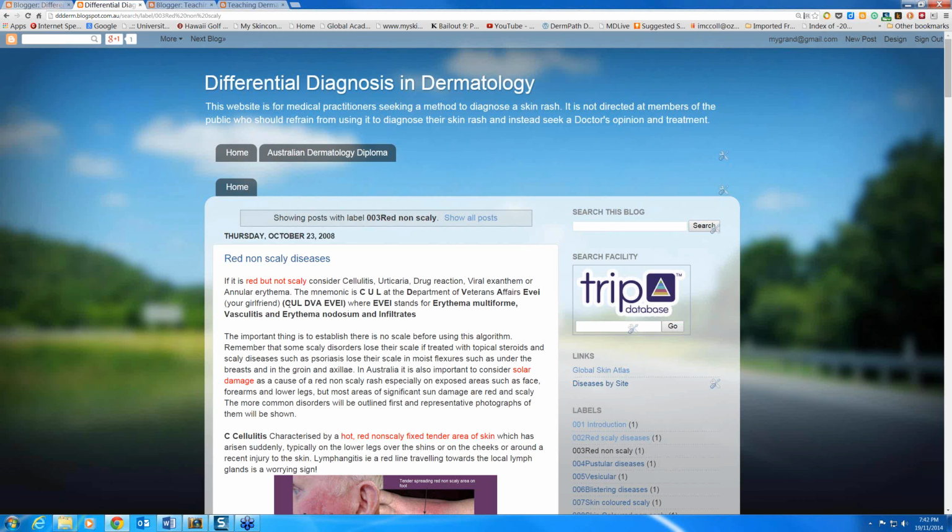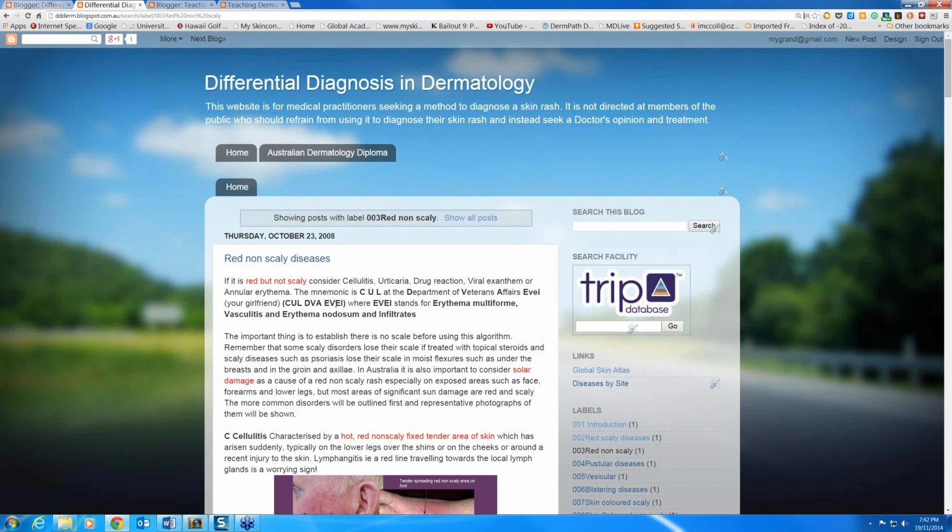The C stands for cellulitis, the U for urticaria, the L for lupus, light eruption, or Louis, the old name for syphilis. DVA: D for drugs, V for a viral or bacterial exanthem, and A for an annular erythema. And EV: the first E is erythema multiforme, the V is vasculitis, the second E is erythema nodosum, and the I is an infiltrate. Now you can see there's a large spectrum of diseases here.